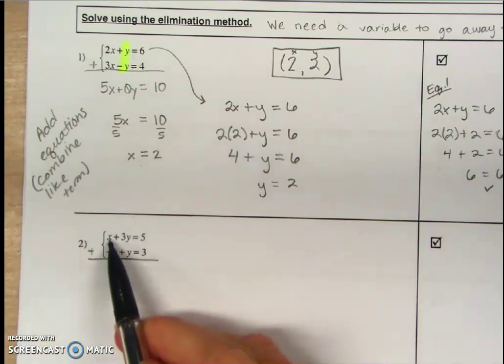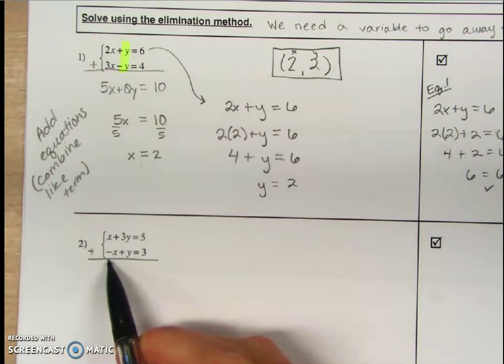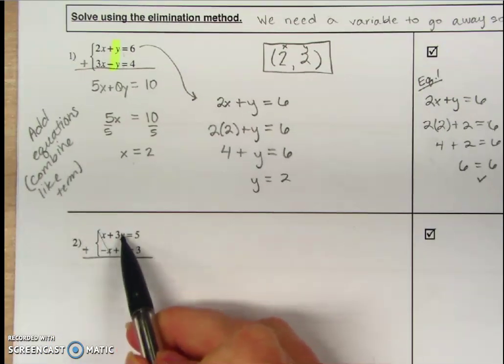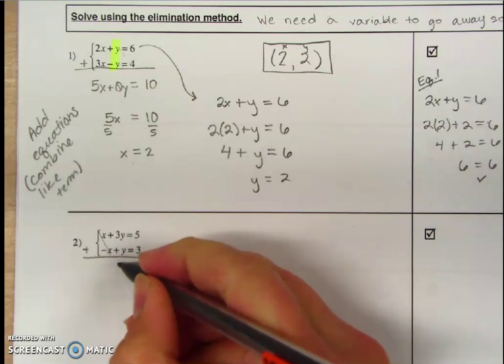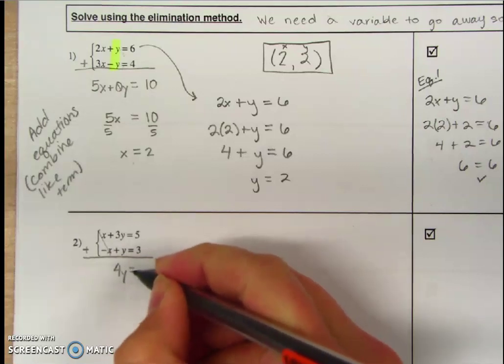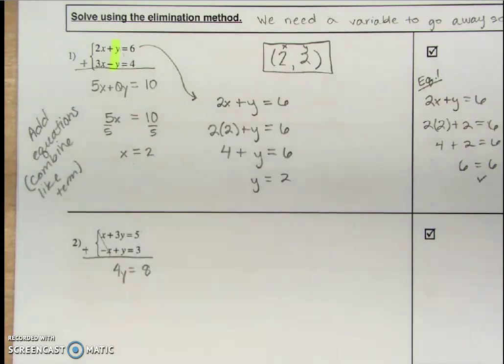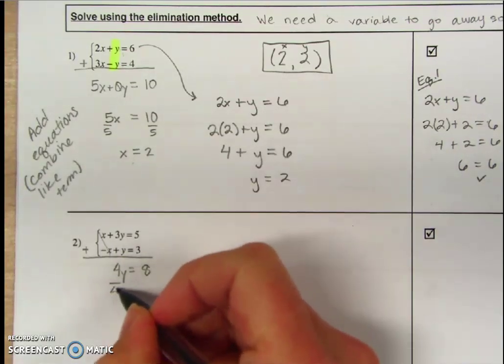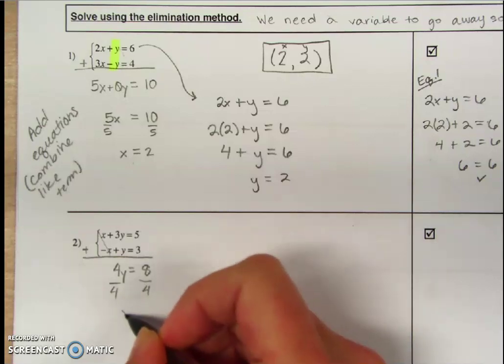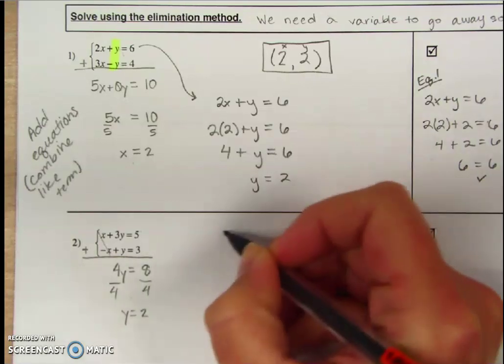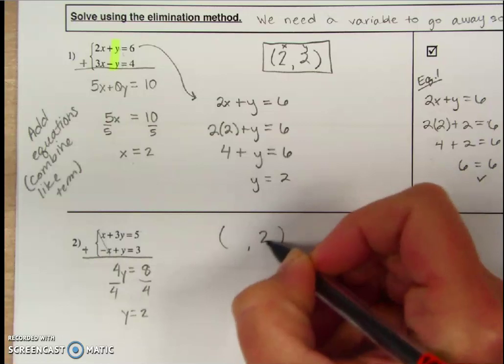This time I see 1x plus negative 1x is going to cancel out. I get 3y plus 1y is going to give me 4y. And 5 plus 3 is going to give me 8. So I get 4y equals 8. Easy step now. I'm going to divide both sides by 4. And I've found that y is equal to 2.